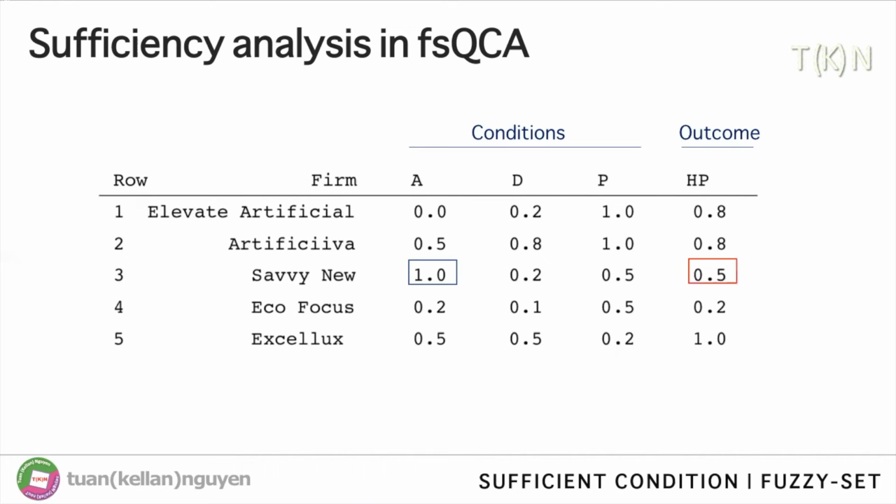We see the condition A has case number 3 that has its membership score in the condition larger than its membership score in the outcome. 1.0 is larger than 0.5. And this goes against the claim of sufficiency for fuzzy set. It is enough by itself to show that the condition A, investing a lot in AI, is not a sufficient condition for high-performance firms, regardless of what happens in other cases.